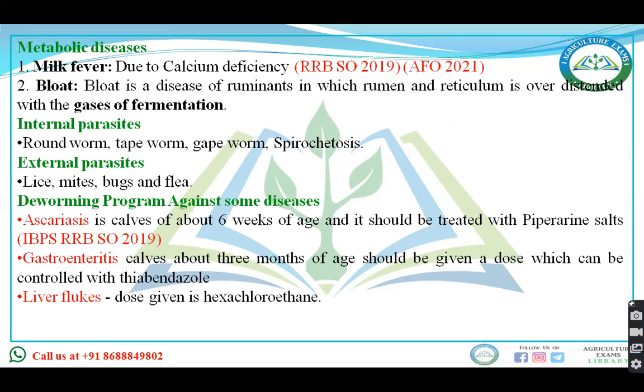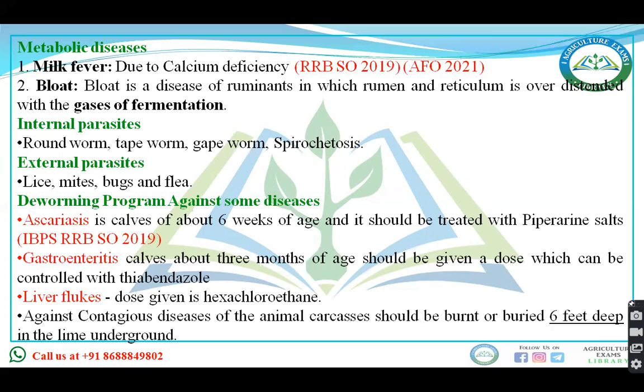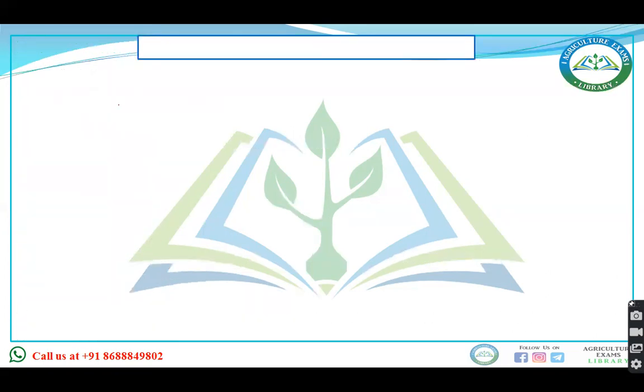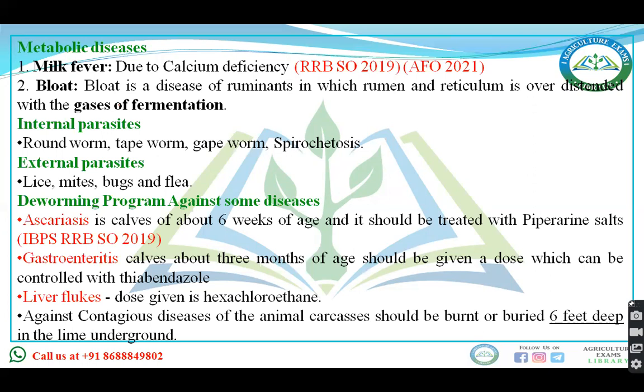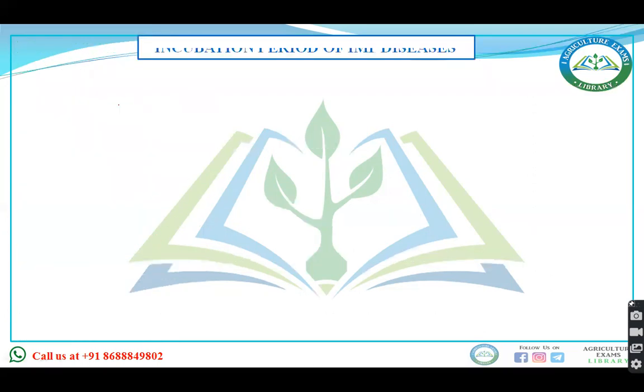In case of ascariasis, calves about 6 weeks of age should be treated with piperazine salts. And for gastroenteritis, calves of 3 months should be treated with thiabendazole, and for liver flukes, hexachloroethane is given. One important point is that animals dead of contagious disease should be burnt or buried 6 feet deep in lime due to the spread.